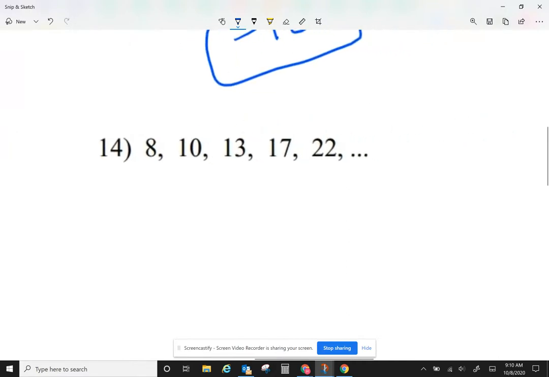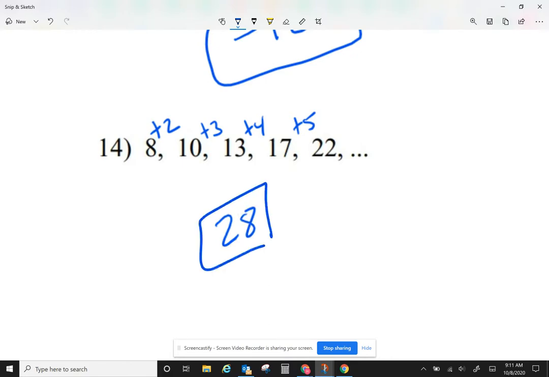Lastly, let's take a look at number 14. In order for 8 to become 10, I'm going to add 2. In order for 10 to become 13, I'm going to add 3. And then for 13 to become 17, let me add 4. And for 17 to become 22, I must add 5. So it seems like each time I'm adding one more from the previous time, right? I added 2, then I added 3, I added 4, I added 5. So I'm going to say for the next number, let me add 6. So 22 plus 6, I'm going to get 28.